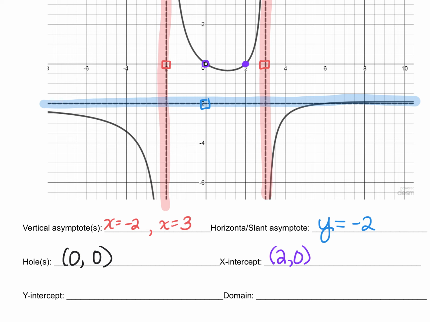Let's take a look at our y-intercepts. The only y-intercept that's possible, again, is right there where the hole is. If a hole can't also be an x-intercept, it cannot also be a y-intercept. So in this case, there is none.